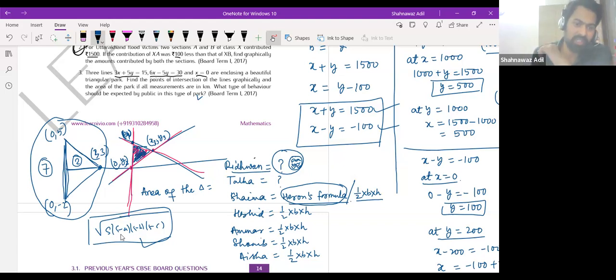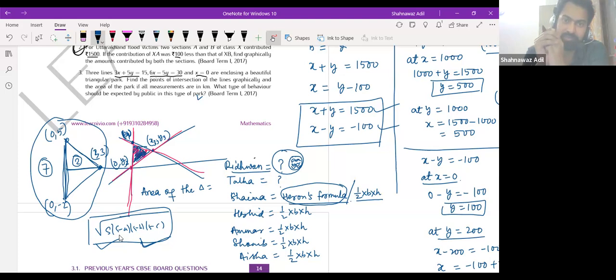If we use Heron's formula, then that would take more time. To calculate with Heron's formula, first we will have to calculate this distance, this distance, this distance, then calculate the semi perimeter, and then calculate the area. So that would be it.